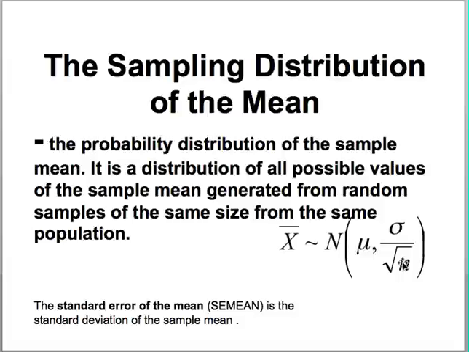But the key thing to note here is that the standard deviation would be equal to sigma, that is the population standard deviation, divided by the square root of n. This value, sigma over the square root of n, is known as the standard error of the mean, SE mean. You would have seen that on the Minitab output I showed you earlier. SE mean is the standard deviation of the sample mean.